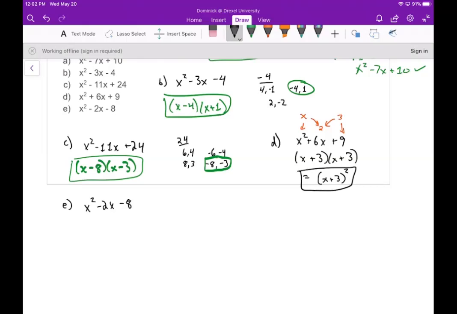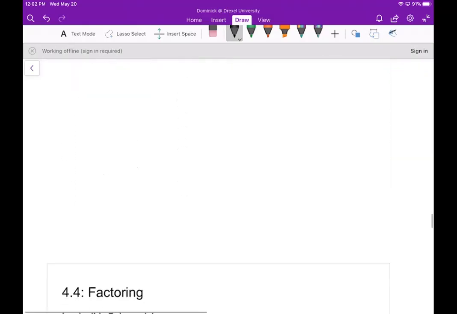Okay, and then finally, part E, we have x squared minus 2x minus 8. Okay, so for -8, we could do 4 and -2. That won't work, but -4, +2, of course, will. So this is x minus 4, x plus 2. So that's part E. Okay, so hopefully that's not too bad.